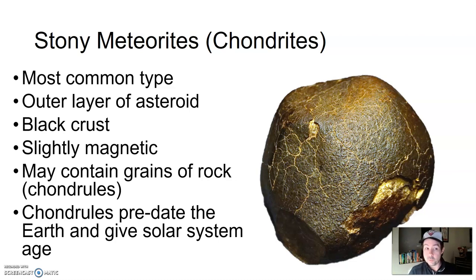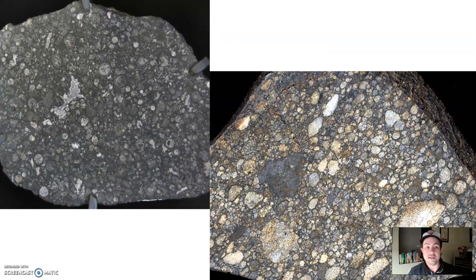So if we were to cut one of these stony meteorites in half and look at it from the side, it's made up of all these little pieces of rocks and minerals. That's the early material of the solar system. That's the baby picture of the solar system.